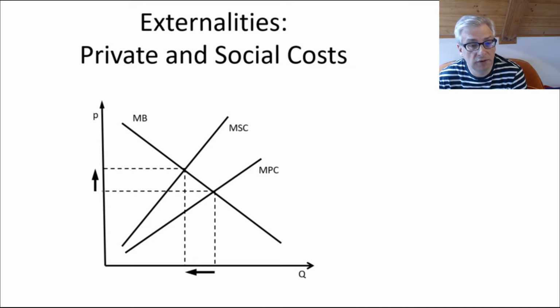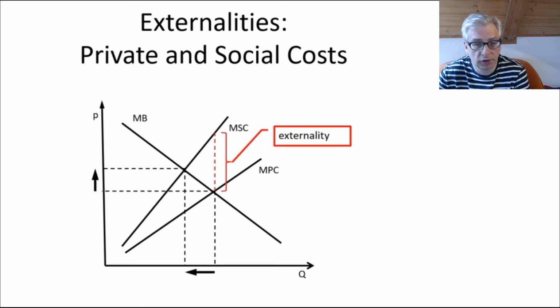As you can see, in comparison to what the market offers, this broader perspective suggests that the production should be smaller and prices should be higher. Prices should be higher because the costs of this production are greater than the market sees. And the quantity produced is a kind of overproduction because the market ignores some of the costs. So you can see the externality here in this graph.